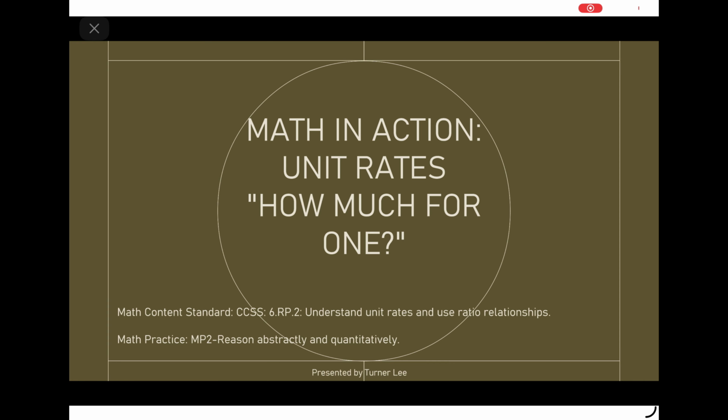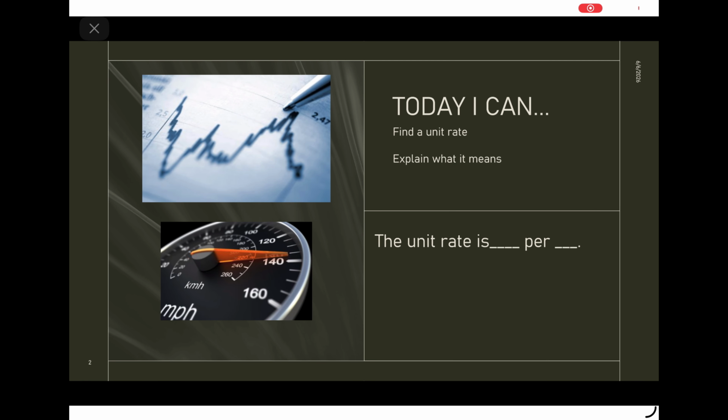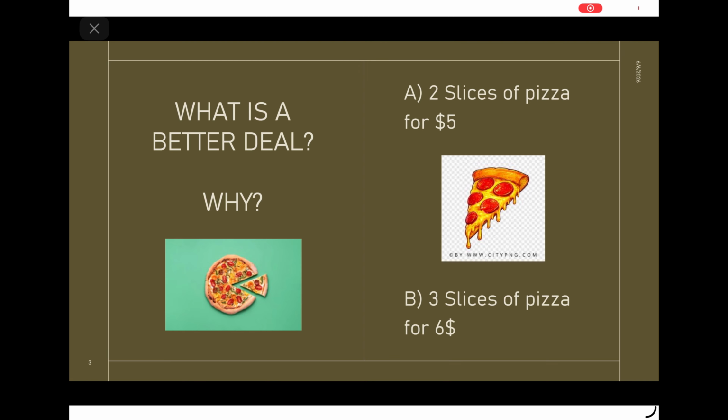Today's lesson will help you understand how to find the value of one item in a group, which is a unit rate. Today's learning goal is: I can find a unit rate and explain what it means in real life situations. So by the end of the lesson, you should be able to look at a group situation and figure out the value of one item, like the cost of a soda, a pencil, or in our case, pizza.